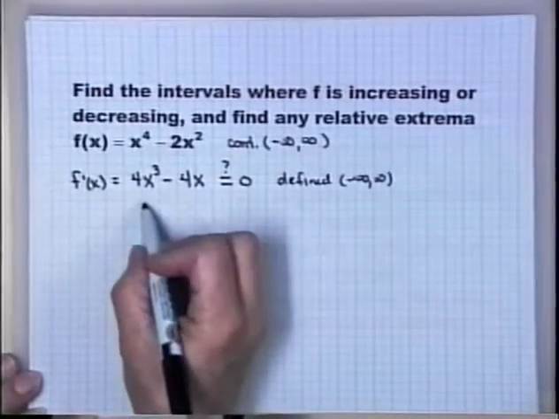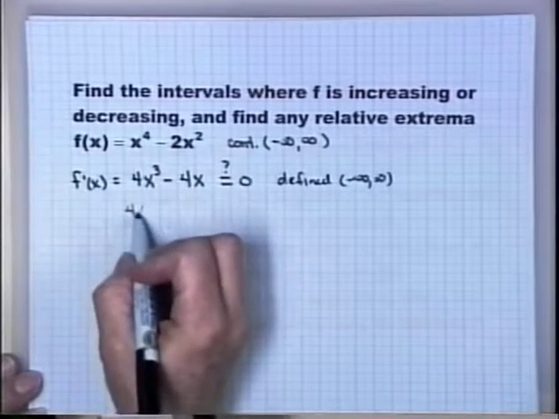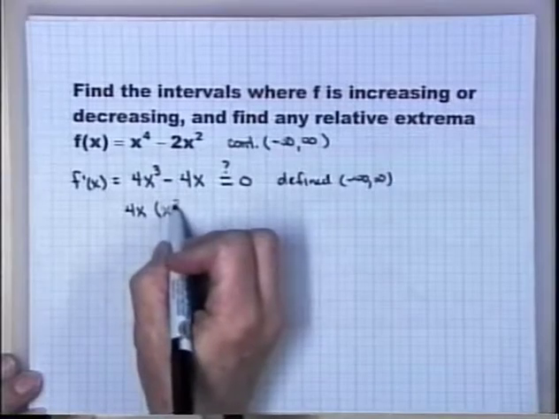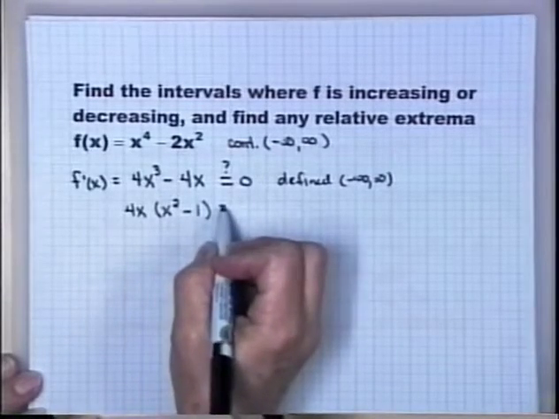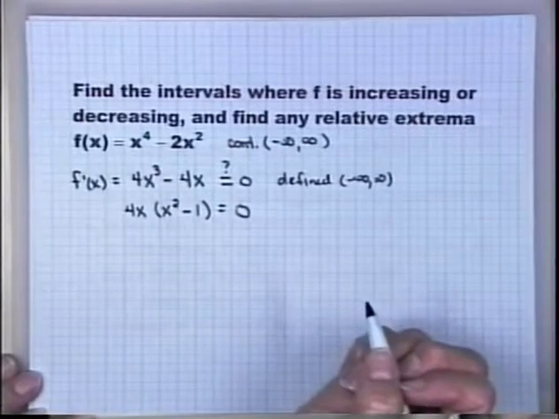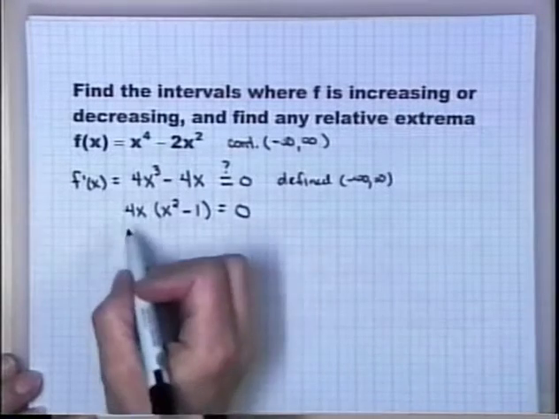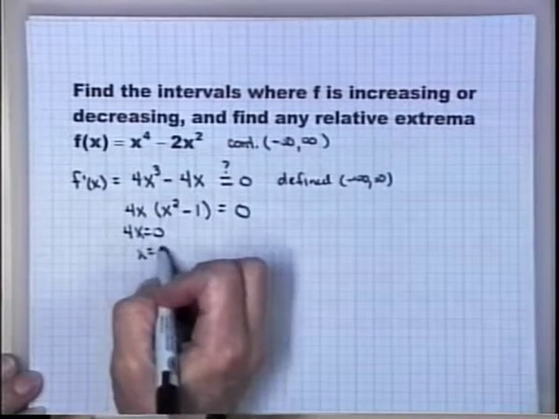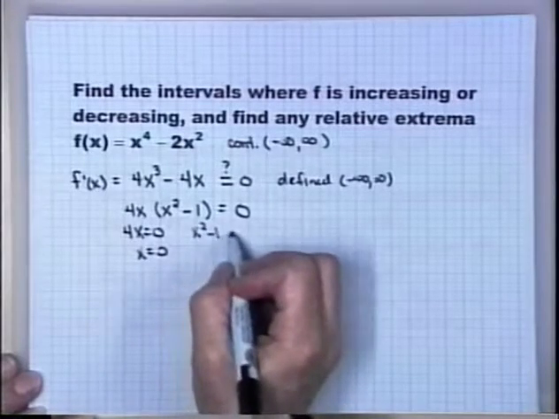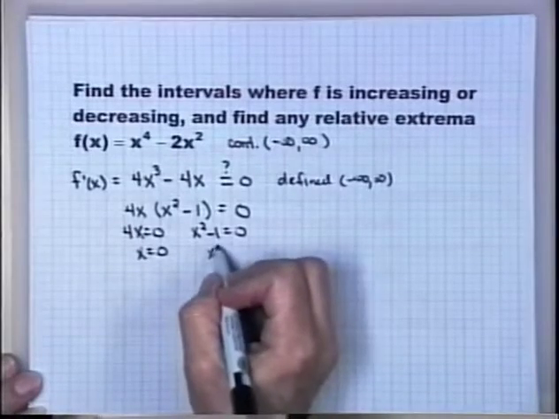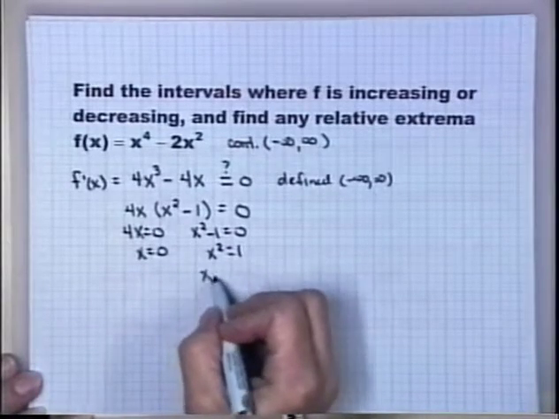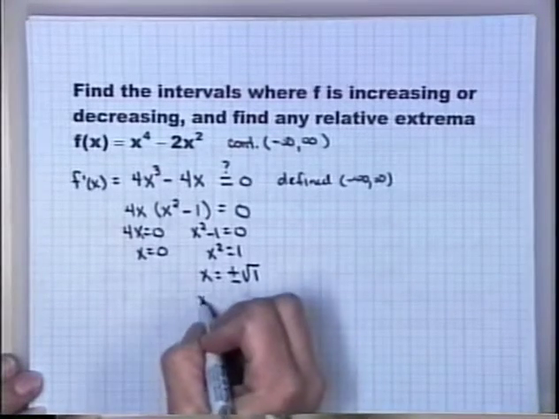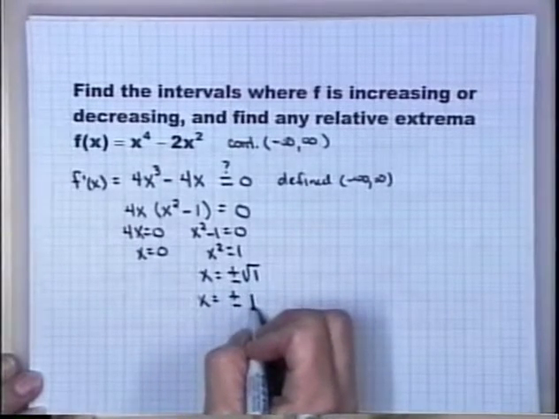Well, let's take this and let's do a little factoring. Let's factor 4x out of both of these terms. So let's see, that's going to leave us what? X squared minus 1. So I have 4x times x squared minus 1 equals 0. So if I set this factor equal to 0, I'm going to get x equals 0. If I set x squared minus 1 equals 0 and solve for x squared first and then take the square roots, remember there's 2 square roots, so x is going to be plus or minus 1.